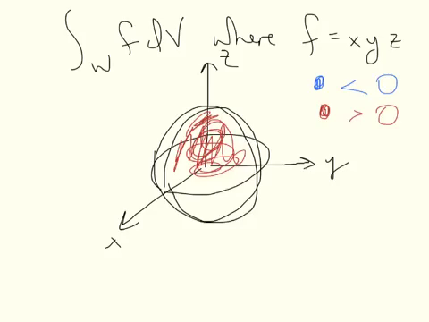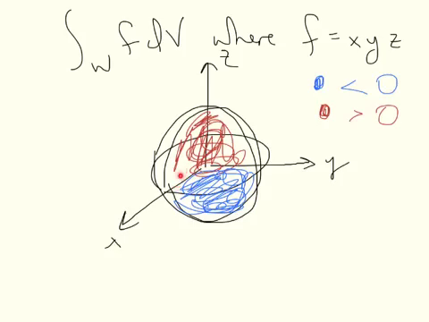Down below this first octant, down in here, x is still positive, y is still positive, but z is the exact opposite of what it was before. So it's negative down here. But it's not just negative down here. These functions are perfectly matched.